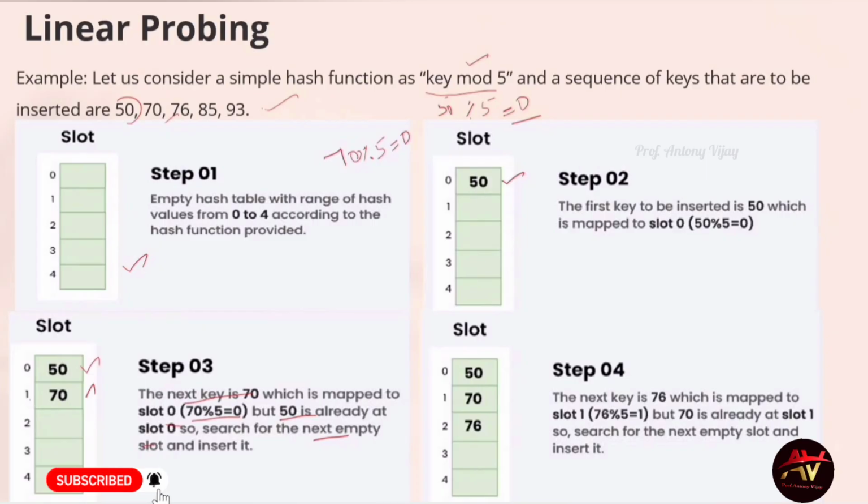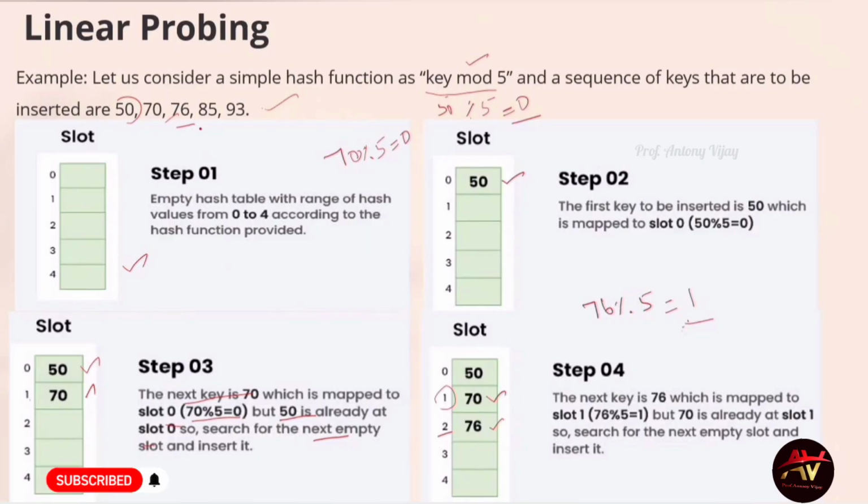Likewise, we repeat with the third one, which is 76. Applying 76 modulo 5, the remainder is 1, which is the index value. Index 1 is already occupied by 70, so we have to find the next location for 76. The next available free location is index 2, so we place 76 at index 2.